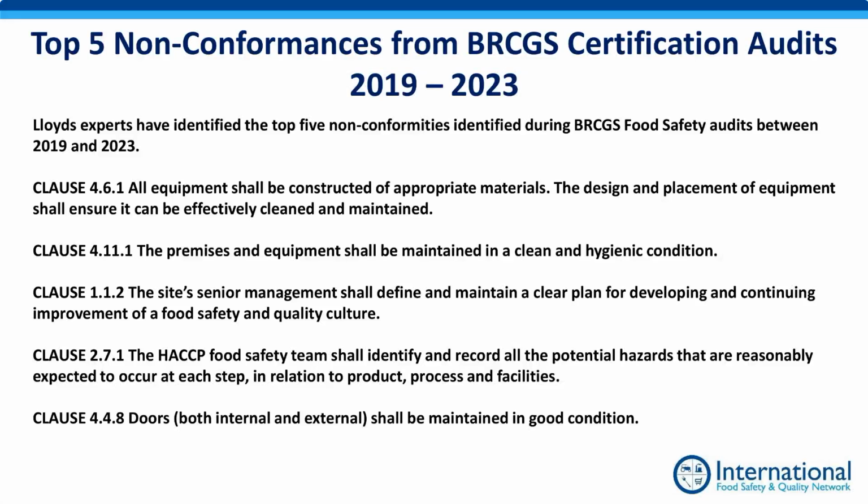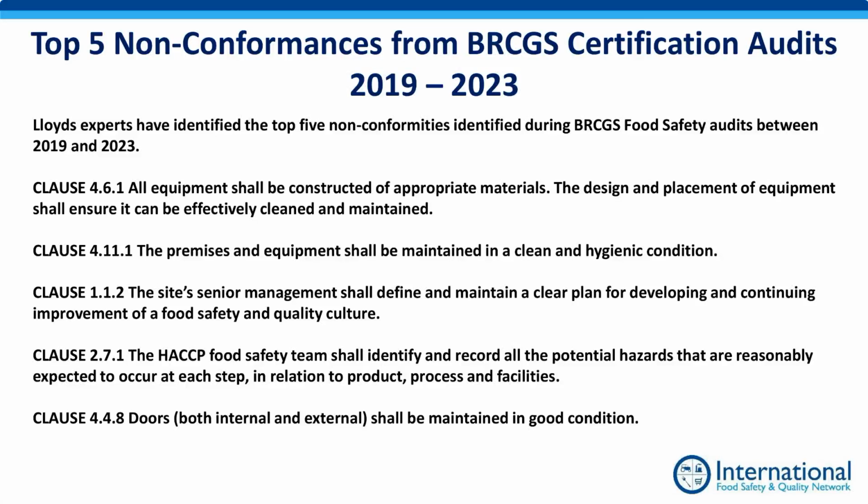Clause 4.6.1, all equipment shall be constructed of appropriate materials. The design and placement of equipment shall ensure it's effectively cleaned and maintained. This had 454 non-conformances. Next, the premises and equipment needed to be maintained in a clean and hygienic condition, 430 non-conformances. Next, site management need to define and maintain a clear plan for developing and continually improving a food safety and quality culture. 296 non-conformances against that one.